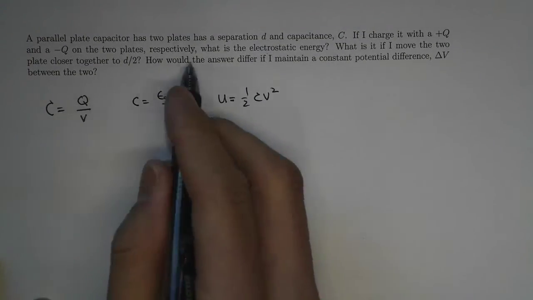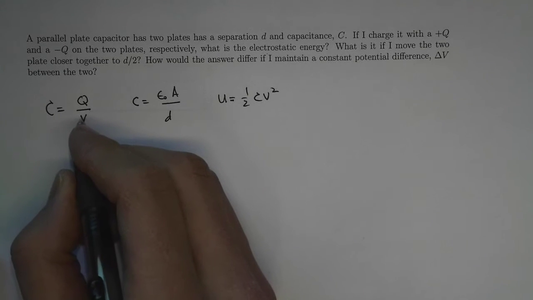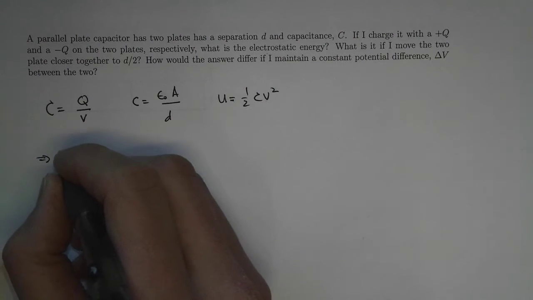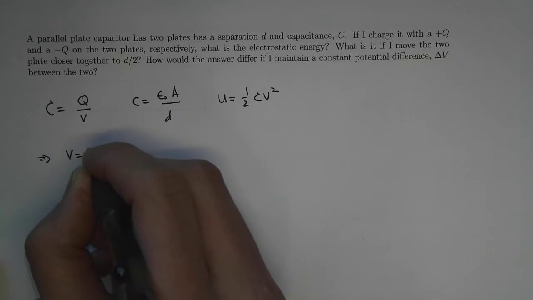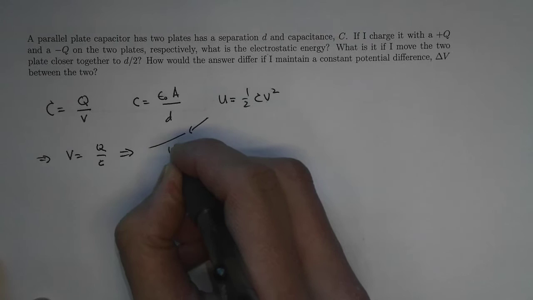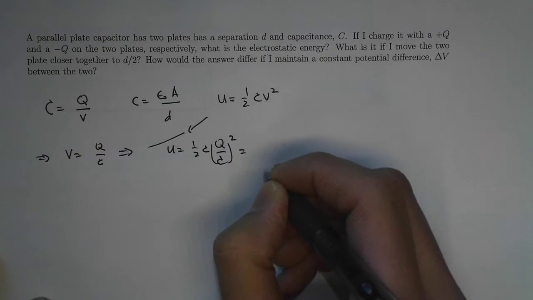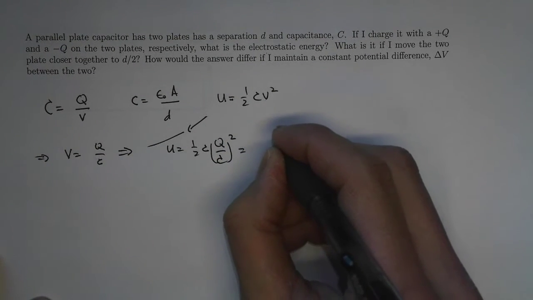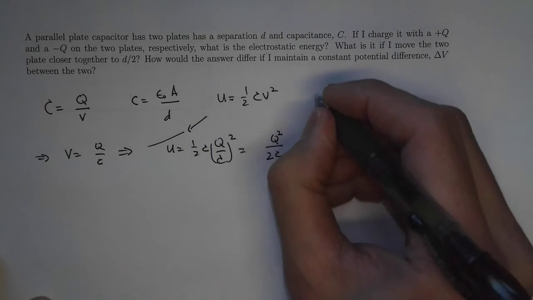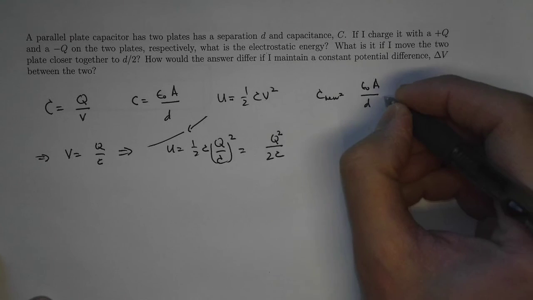Okay, so let's look at part A. What is the electrostatic energy? We're given Q and we're given C. We need to know V in order to get the electrostatic energy, so V is equal to Q over C. We plug this in: U is equal to 1 half C times Q over C squared, which is simply Q squared over 2C.